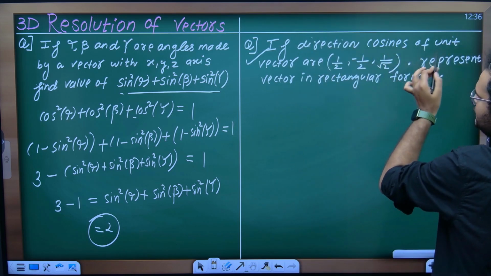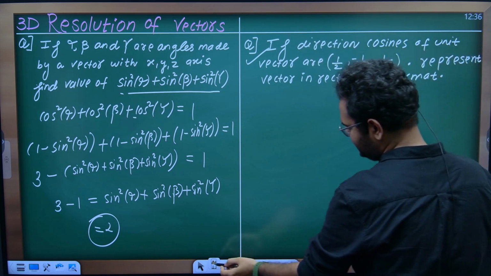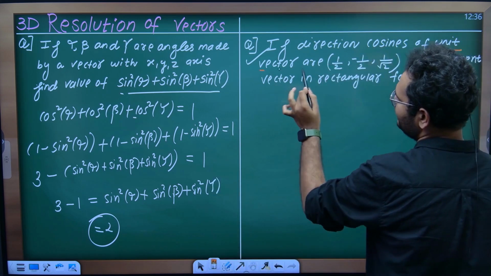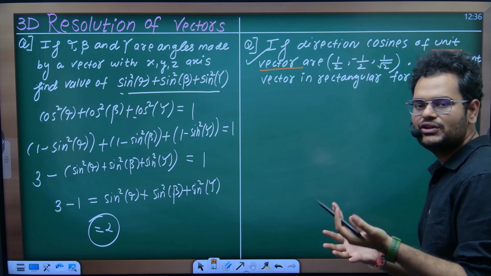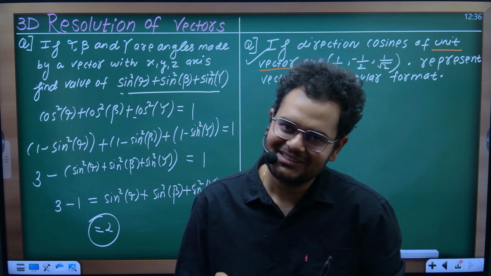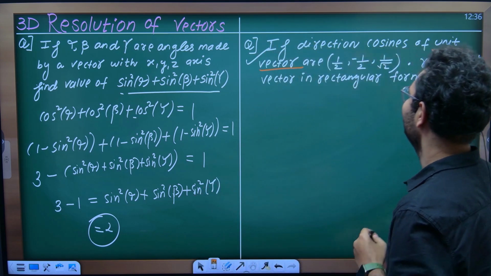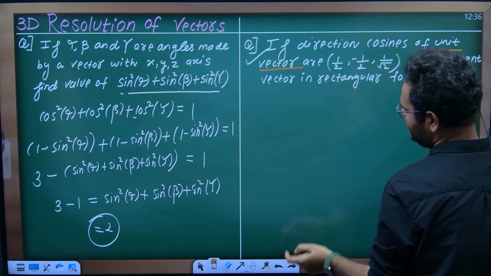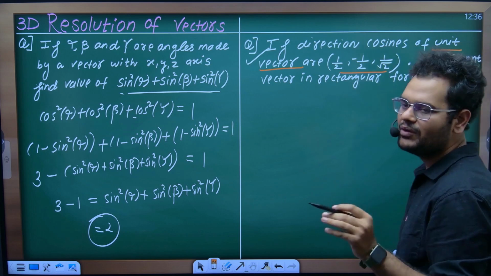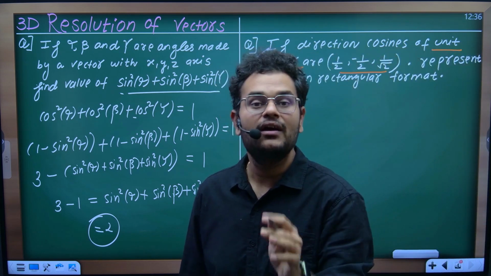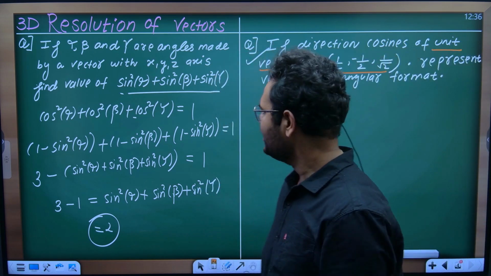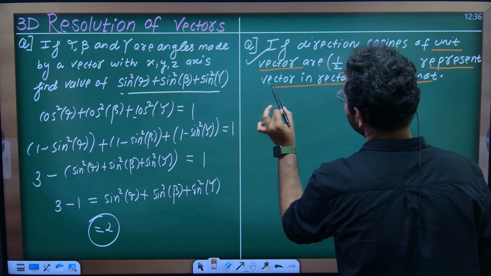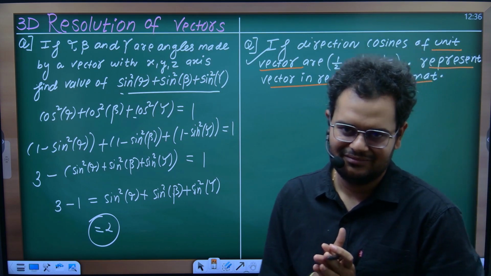If the direction cosines of a unit vector are given, okay, what are they saying? What is a unit vector, sir? Link is mentioned in the description, you can find it. And here direction cosines are given to us. Direction cosines means the values of alpha, beta, gamma, or cos alpha, cos beta, cos gamma. Represent the vector in rectangular format. That means we have to find the vector.